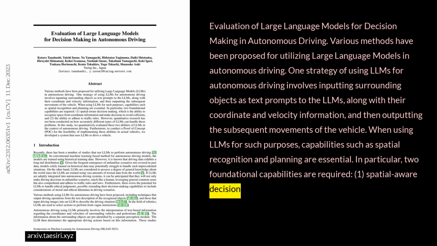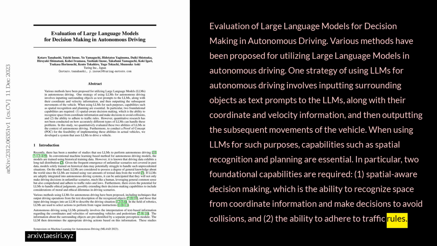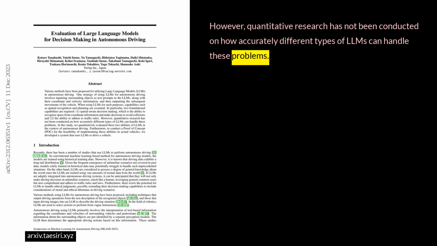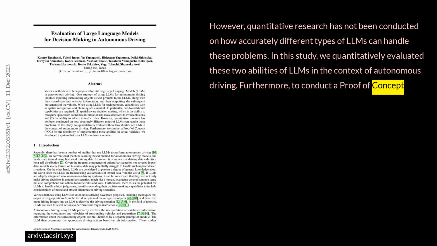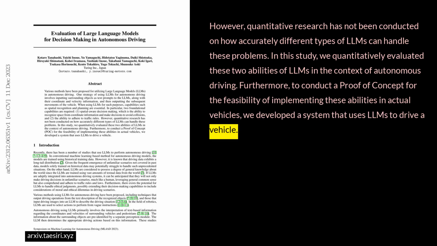1. Spatial-aware decision-making, which is the ability to recognize space from coordinate information and make decisions to avoid collisions. And 2. The ability to adhere to traffic rules. However, quantitative research has not been conducted on how accurately different types of LLMs can handle these problems. In this study, we quantitatively evaluated these two abilities of LLMs in the context of autonomous driving. Furthermore, to conduct a proof of concept for the feasibility of implementing these abilities in actual vehicles, we developed a system that uses LLMs to drive a vehicle.